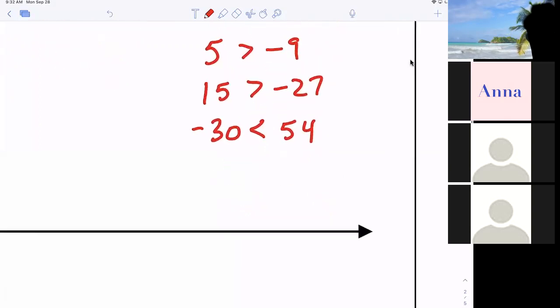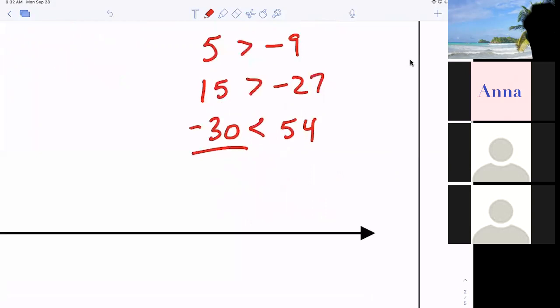Dividing by negative 3. So if I divide by negative 3, look what happens.